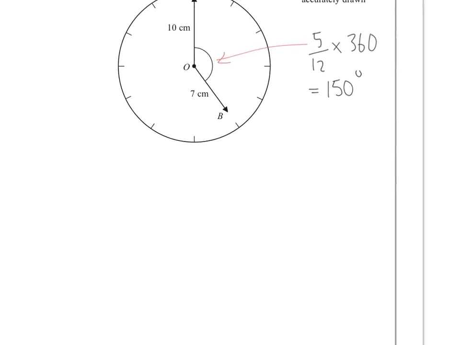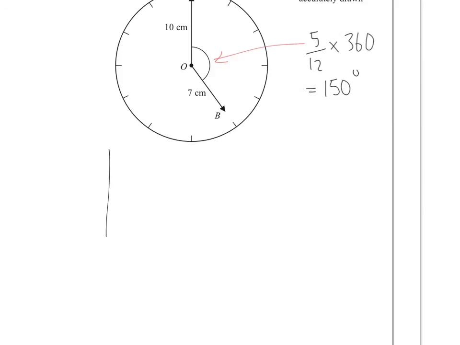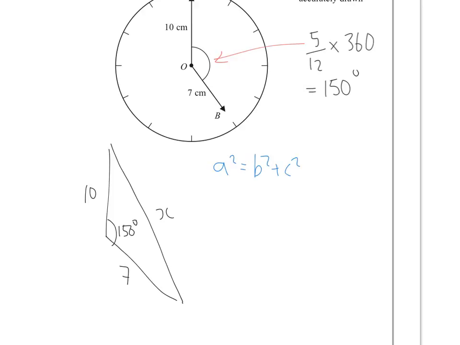Now if I redraw this triangle, so I've got a length of 10 and a length of 7, I know my angle 150 degrees, 10, 7, and I want to find this length. I'm going to call it length x. Well, I can spot here that I've got 2 sides, 1 angle. It's not a 90-degree triangle, so therefore I need to use the cosine rule, found on your formula sheets: a squared equals b squared plus c squared minus 2bc cos a.